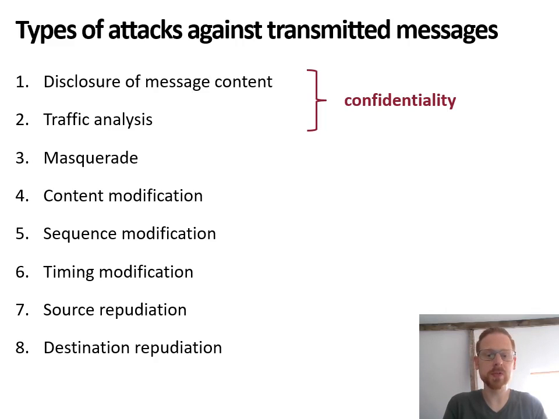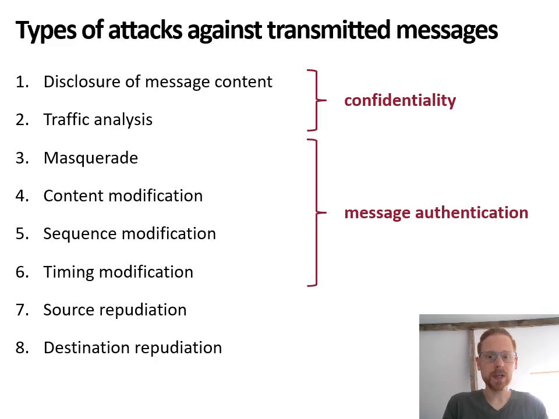The fifth one is sequence modification, where the content of the message remains the same, but the order in which the messages are received can be changed. In a timing modification, messages can be delayed or replayed. These four types of attacks can be countered using message authentication.